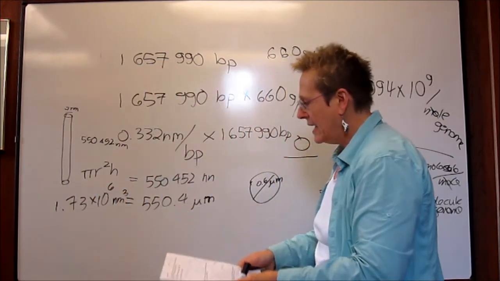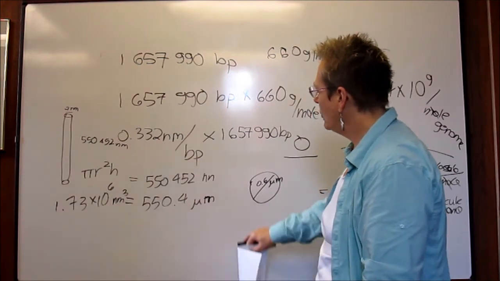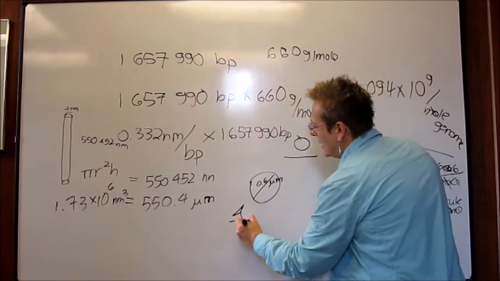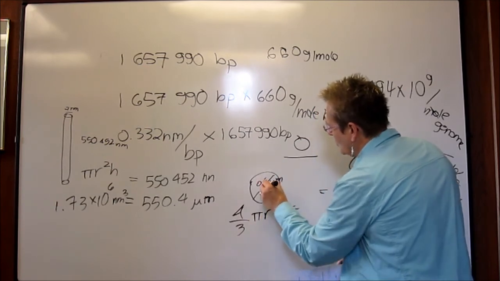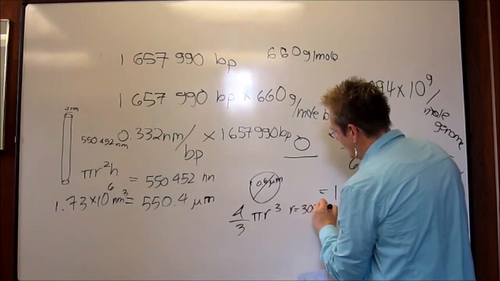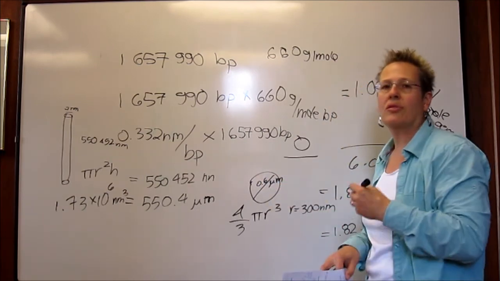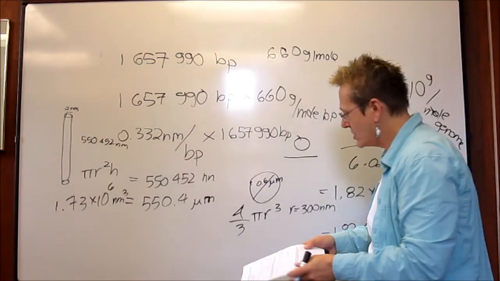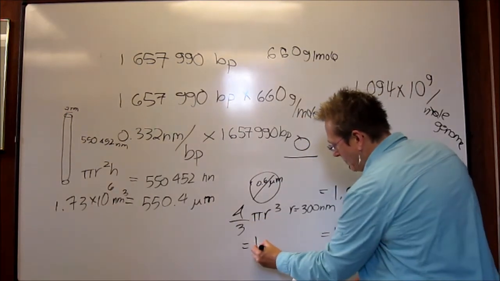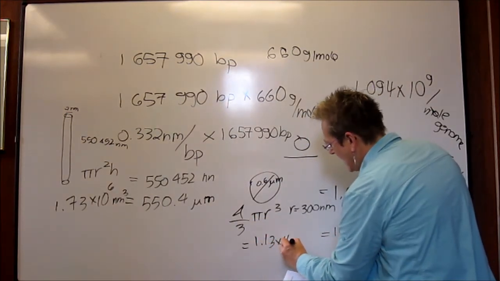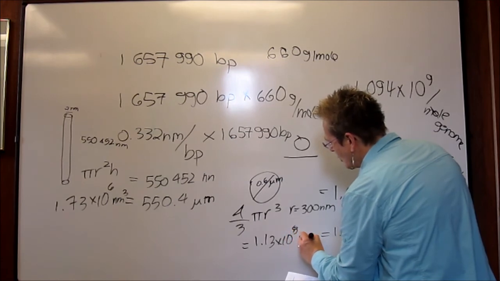Now I can also figure out the volume of the cell in nanometers, where R here is equal to 300 nanometers. I've converted 0.3 microns to 300 nanometers. And this gives me a cell volume of 1.13 times 10 to the 8th nanometers cubed.